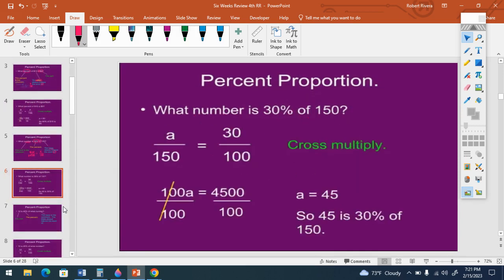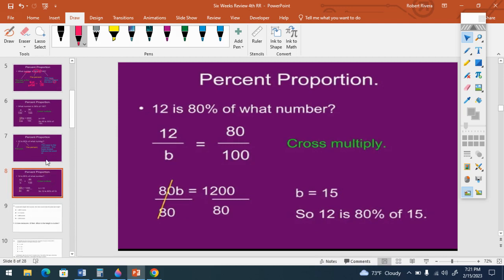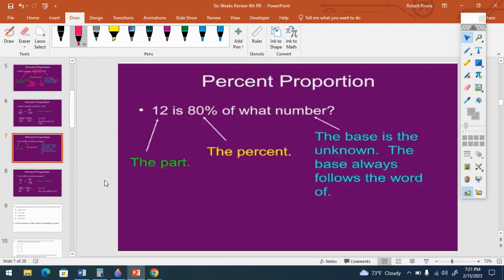Okay, and then finally we have this guy. They gave you the part, the percent, and this time they want to know the of. Like I said, the word of tells you that that's the base. That's the key. Okay. So in the word problems that you had, that's what you had to do this week.